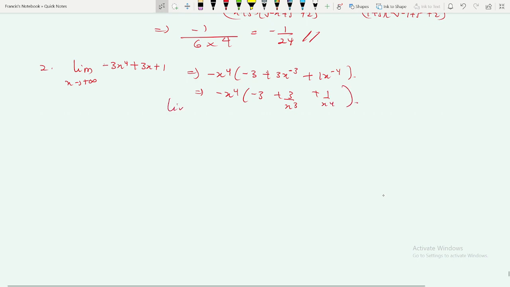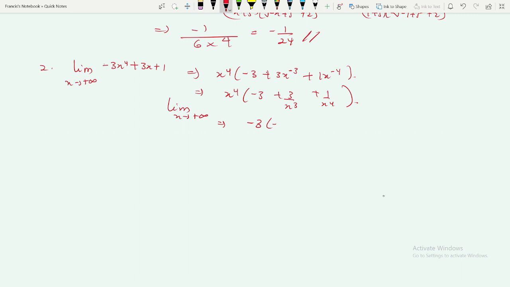Now the limit as x approaches positive infinity. So what to do is you put positive infinity wherever you see x. You know that any finite number over infinity is 0. So 3 over this, 1 over this will turn 0. So therefore, I'll be left with negative 3 multiplying negative. Sorry, I factorized the negative out. Sorry, so let me clean this. It wasn't negative here. So I just took this out.